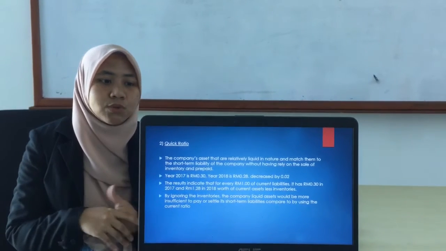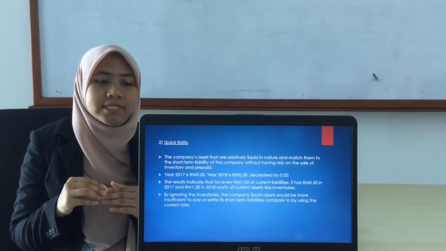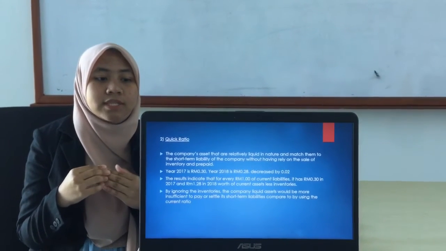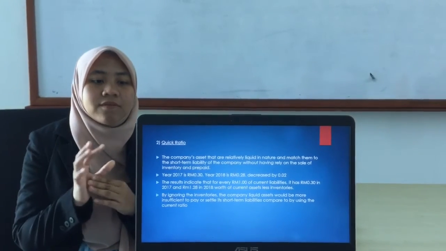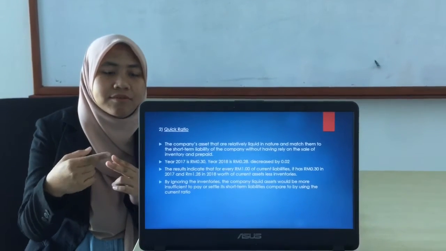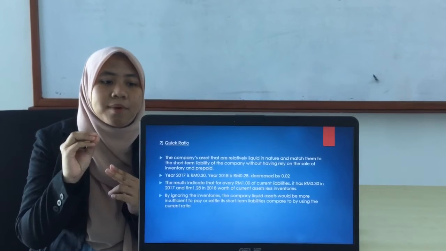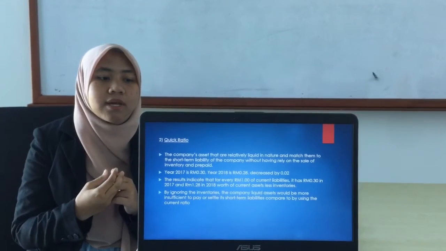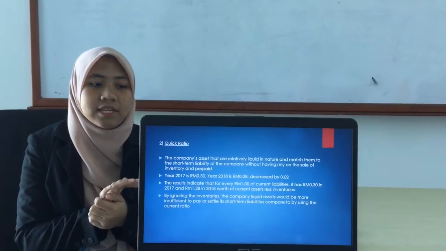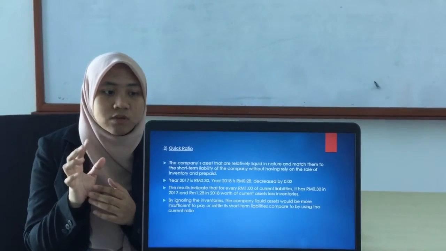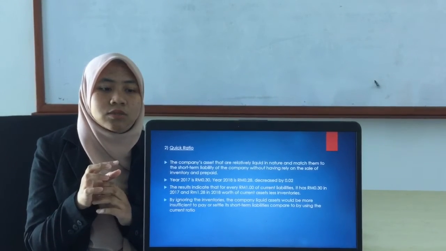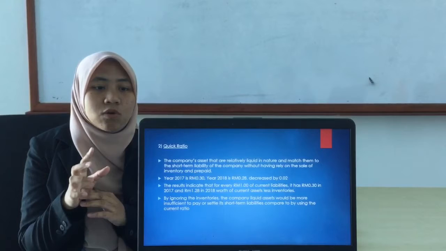The second ratio is the quick ratio. Quick ratio can be defined as the company's assets that are relatively liquid in nature, matched against the short-term liabilities of the company without relying on the sale of inventory and prepaid. So the difference between the current ratio and the quick ratio is that the quick ratio is deducted by inventory and prepaid. For Pharmaniaga, for the year 2017 it has RM 0.30, and for the year 2018 it is 0.28. It shows a decrease of 0.02.